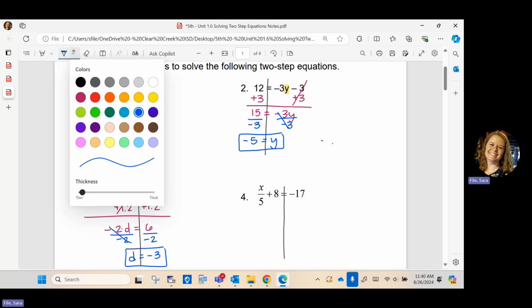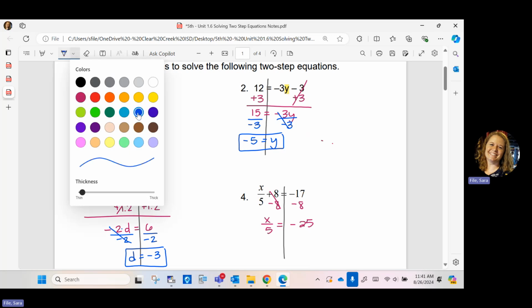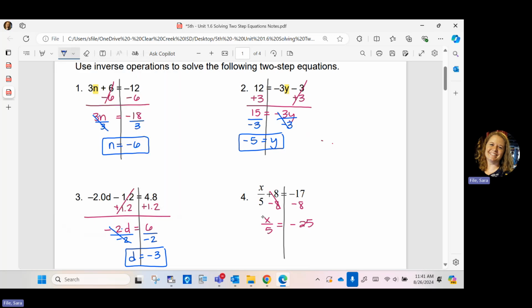Now 4 looks slightly different because of the fraction. You've got, instead of 5x, you've got x over 5. So we still first need to move the constant by opposite operation. Then to get rid of the coefficient this time, technically the coefficient is 1 over 5.